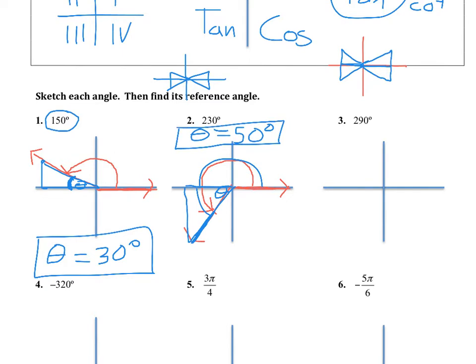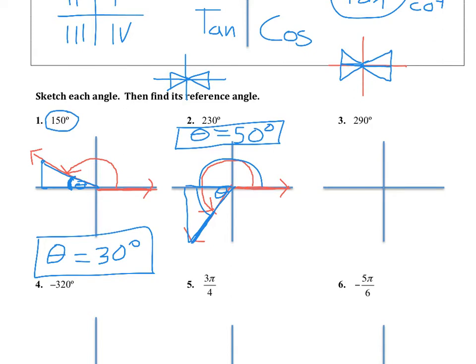So comparing number 1 and number 2. For number 1, we did 180 minus the given angle. But for number 2, we did 230. We took the given angle and then we subtracted 180. So it'll be different depending on what quadrant you're in.